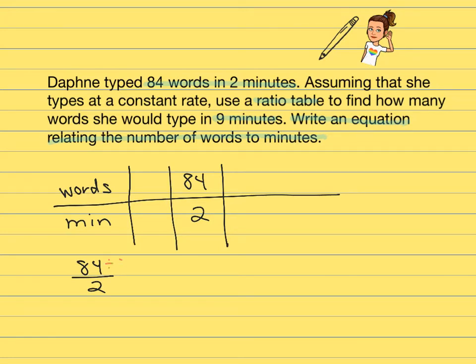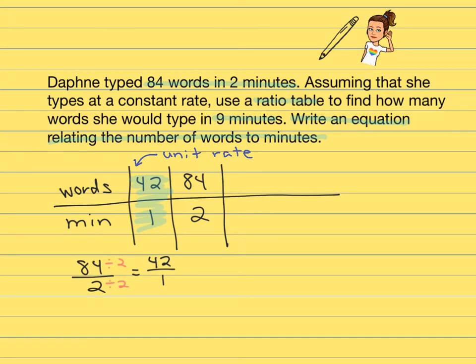Now, this is what it looks like if we write out all the steps. We know that we can simplify a fraction by dividing by the greatest common factor. In this case, the greatest common factor is 2. 84 divided by 2 equals 42, and 2 divided by 2 equals 1. 42 words every 1 minute. Now, these numbers are really important. It's called the unit rate. Let's label it unit rate. It's a comparison to 1. Daphne can type 42 words in 1 minute.